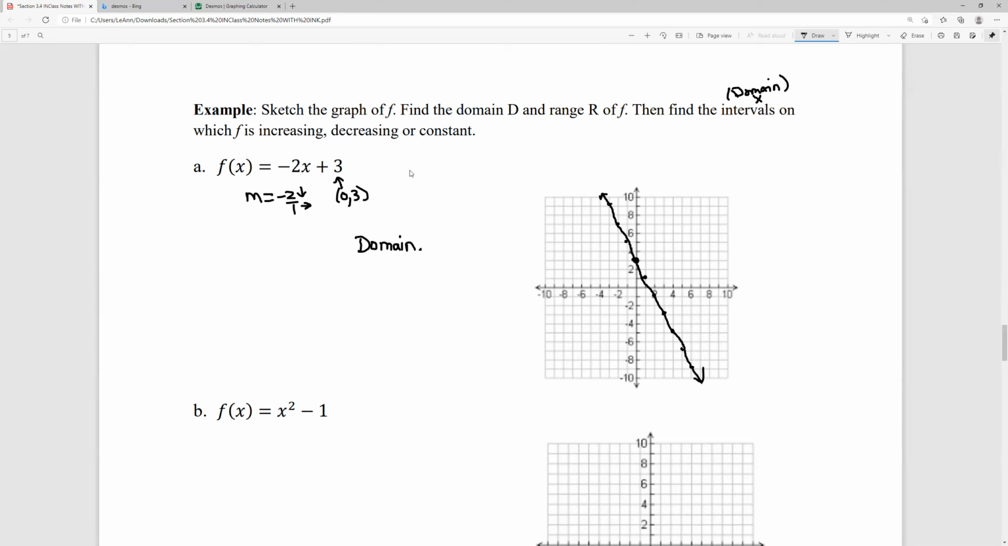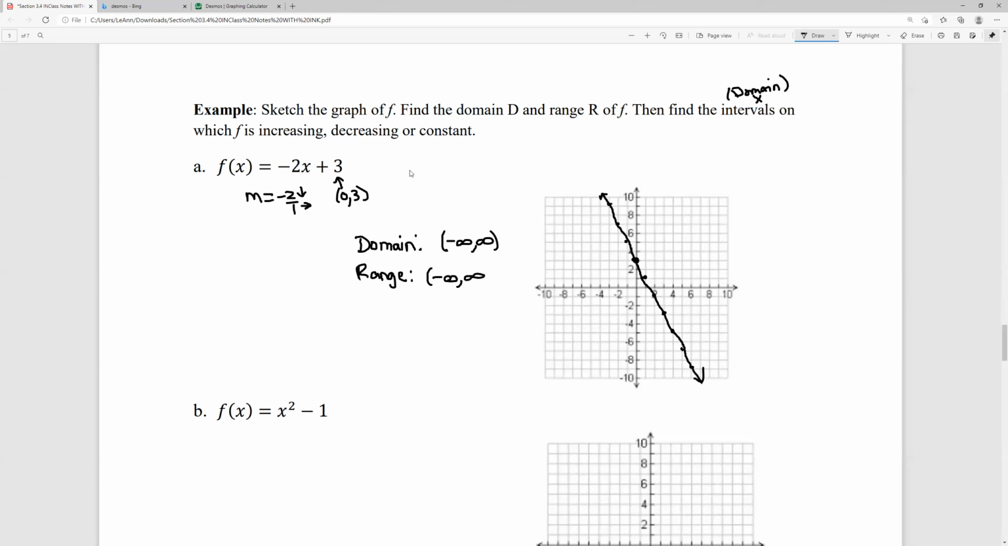There should be no restrictions to the domain. And if you notice, you can plug in any x you want into this function and get an answer. So it's -infinity to infinity. The range is also all real numbers because if you look at this, there's no y value that wouldn't get used either. These are going down forever and up forever on these two sides.